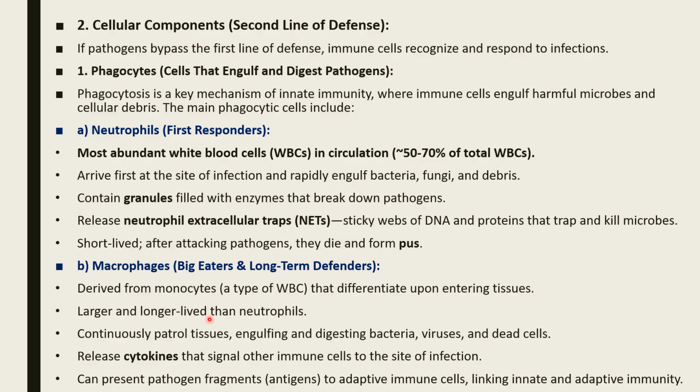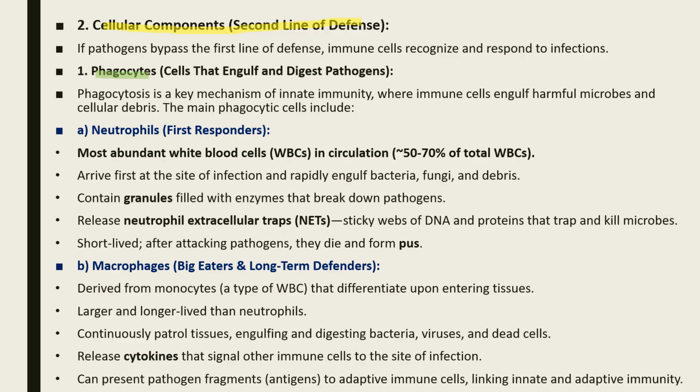Cellular components, the second line of defense. If pathogens bypass the first line of defense, immune cells recognize and respond to the infection.